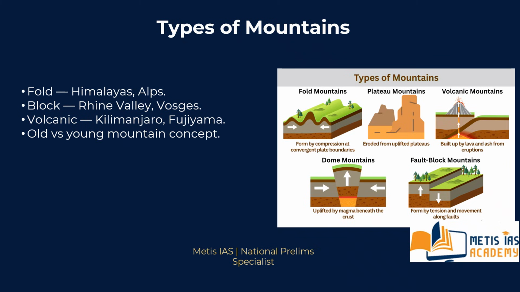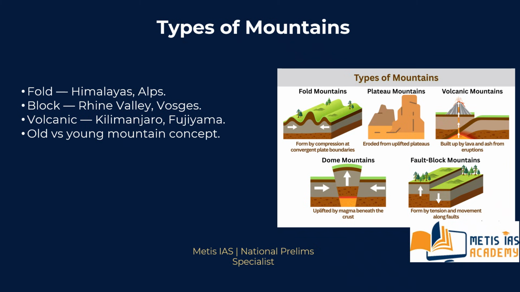So again, we will discuss the types of mountains. Fold mountains are formed by compression of Earth's crust. Young fold mountains are high and rugged. Examples: Himalayas, Alps.